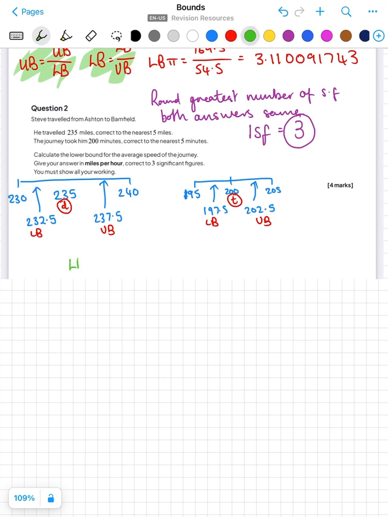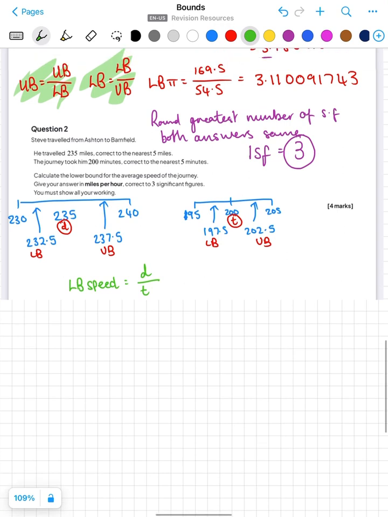Calculate the lower bound of the speed. Now remember, speed equals distance over time. If I want the lowest bound possible, I want the smallest cake divided by the greatest number of people. I want my answer in miles per hour. So my distance is in miles, that's fine. So the lower bound of the distance, 232.5. I want the upper bound of my time, but in hours. I need to convert this into hours.